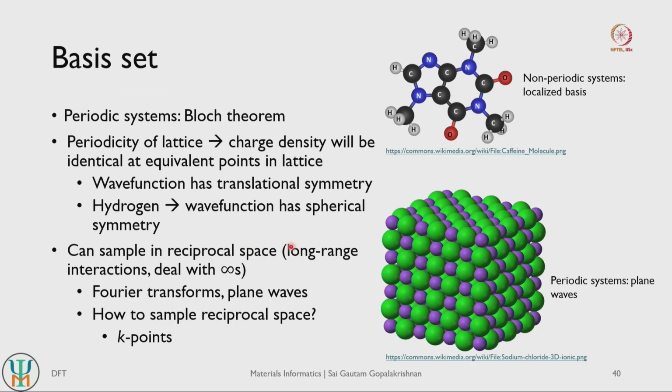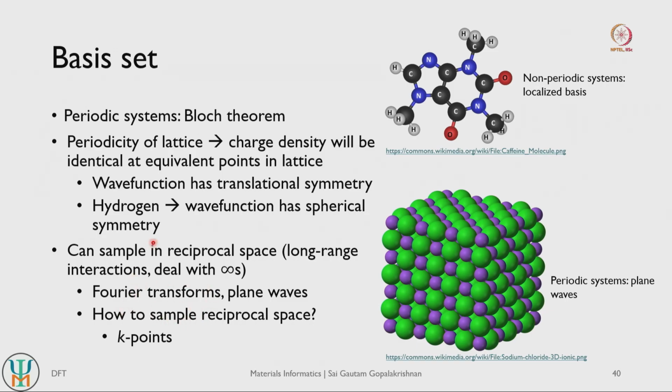The nice thing about reciprocal space is that it is a very nice mathematical framework to model long range interactions, right, and basically deal with infinities. So in reciprocal space, atoms that are far from one another are basically closer, right, and atoms that are actually close by are actually far apart in reciprocal space, right. So reciprocal space provides us a nice way to capture fairly long range interactions, right.